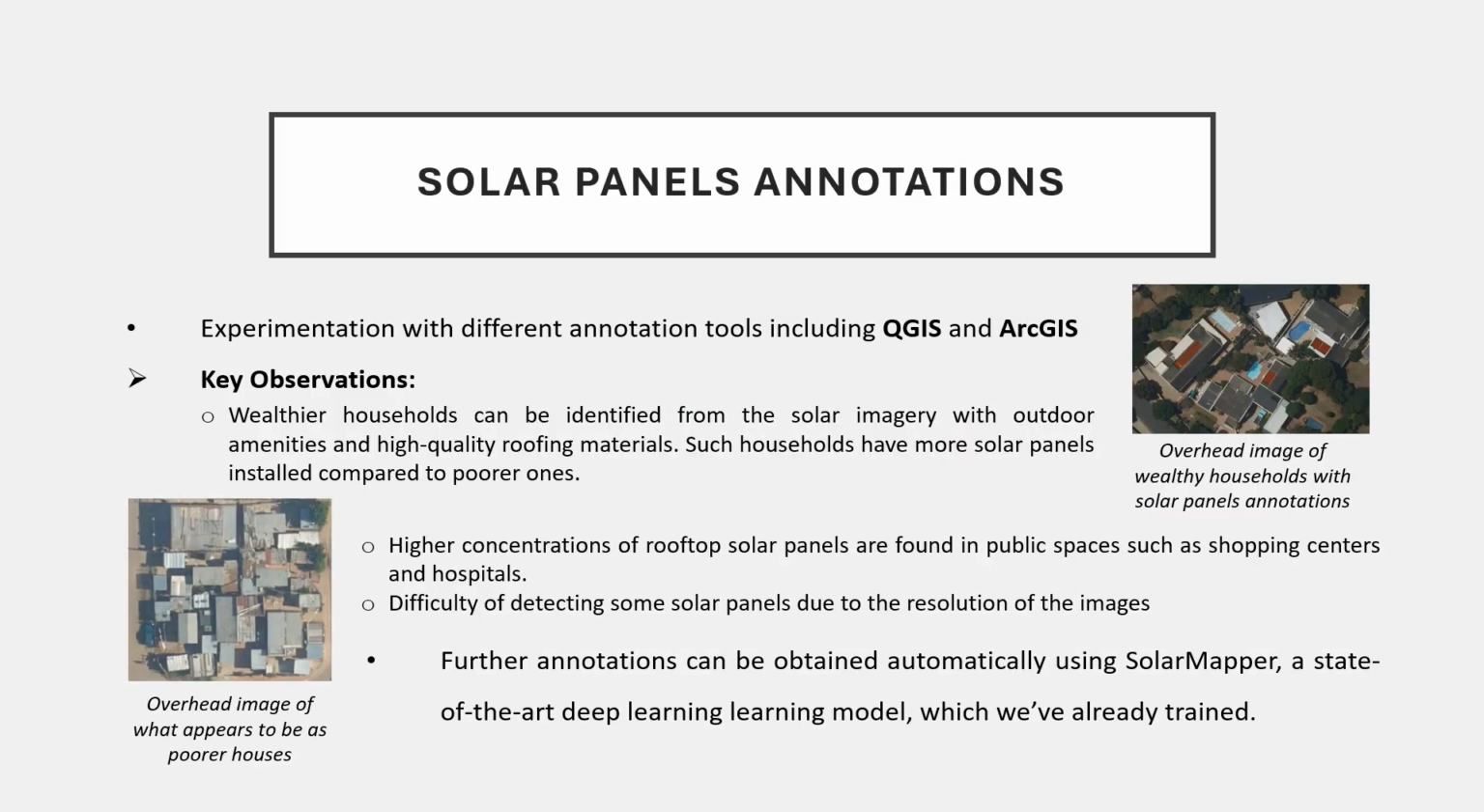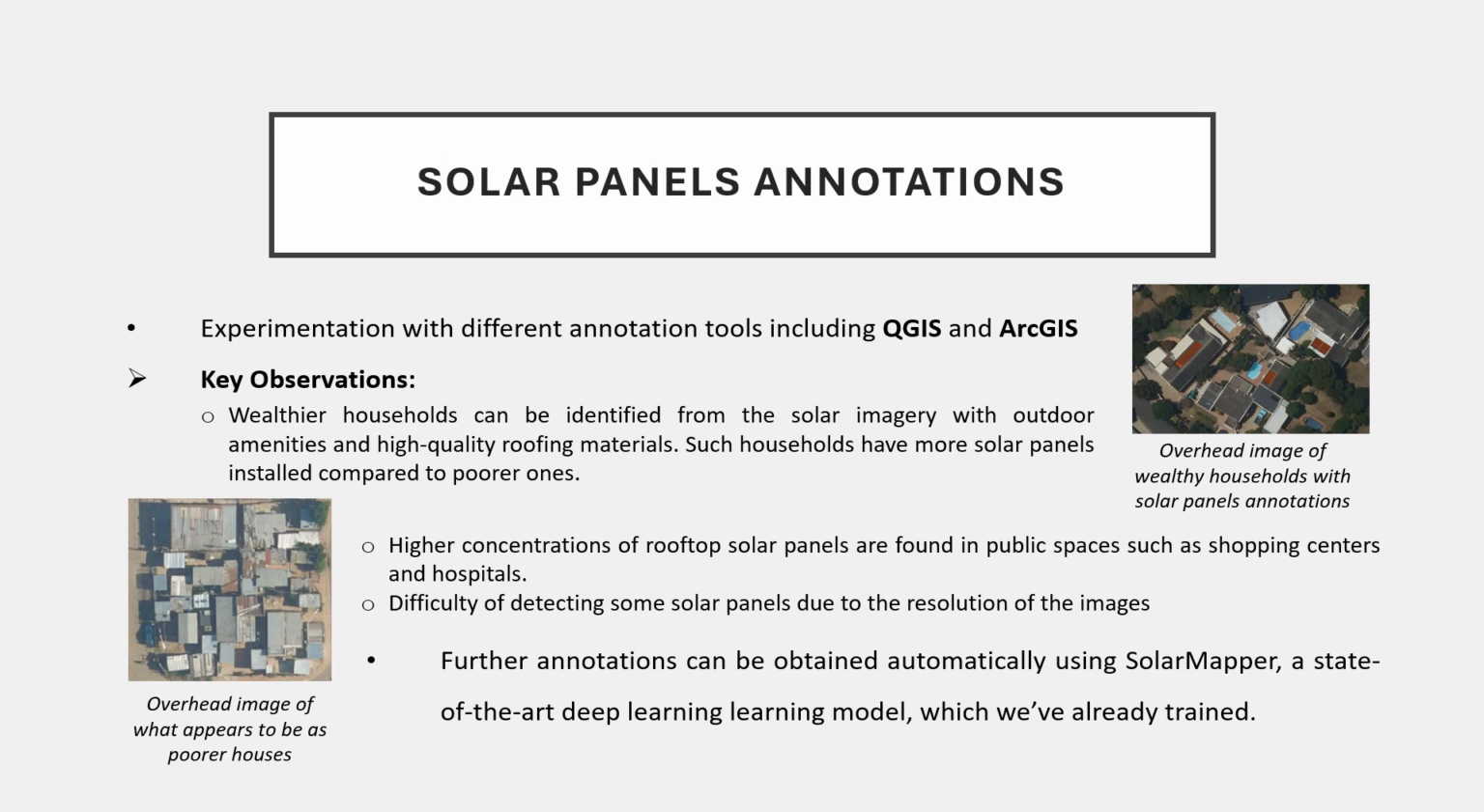Now, let's talk about a very crucial part of our research, solar panel annotation. First, we experimented with various data types from Massachusetts, from Valencia, and a couple of random images we found on Google. We experimented with various annotation tools such as QGIS and ArcGIS. While we started doing our annotations, we observed that wealthier households can be identified from the satellite imagery with outdoor amenities and high quality roofing materials. These kinds of households have more solar panels installed in comparison to poorer ones.